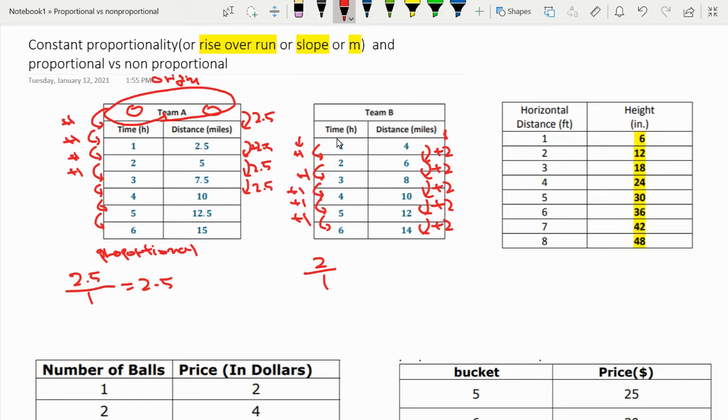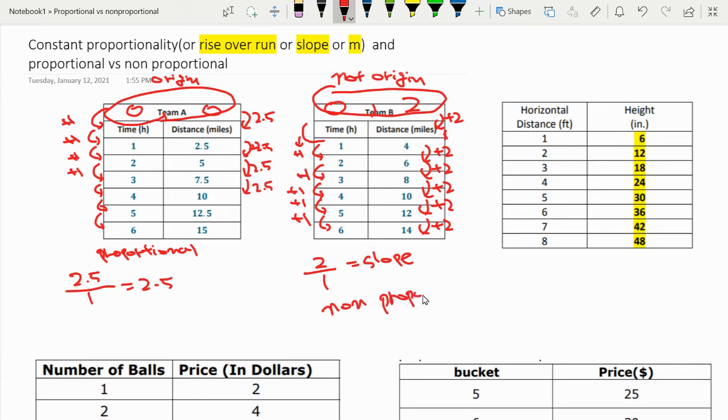Now I need to find out what happened at the origin. So if I go back, something plus 1 is 1, so this one has to be a 0. And something plus 2 is 4, so this one has to be 2. In other words, it passes through 0, 2. This is not the origin. So this one does have a slope, but this is non-proportional, because it does not pass through the origin.